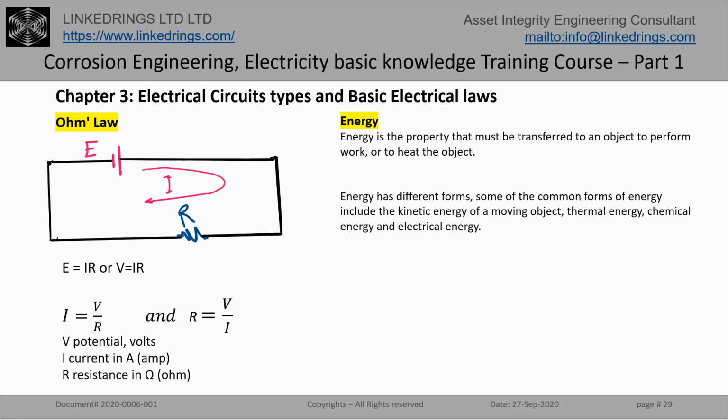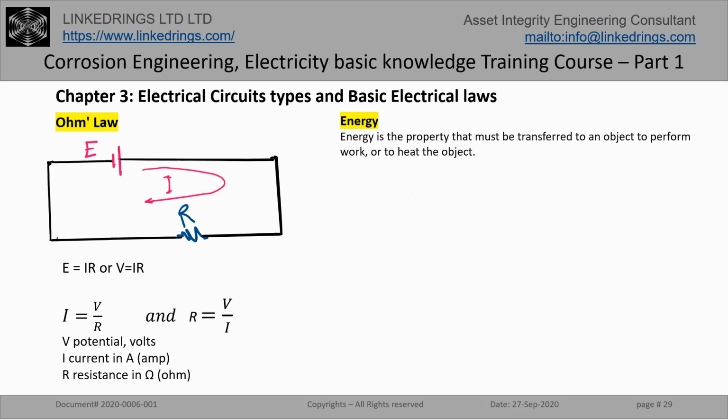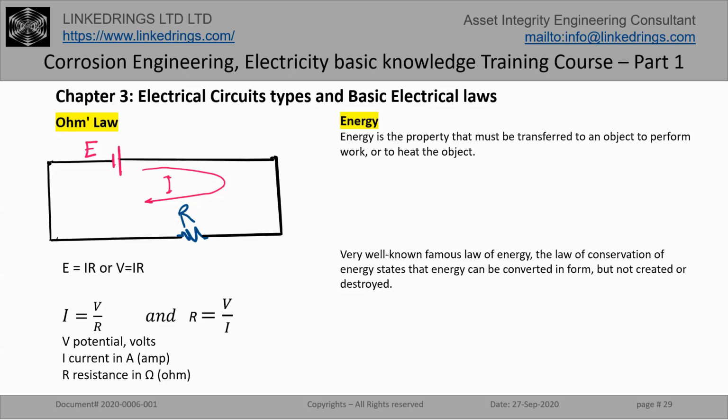Energy has different forms. Some of the common forms of energy include kinetic energy of a moving object, thermal energy, chemical energy, and electrical energy. The very well known law of conservation of energy states that energy can be converted in form but not created or destroyed.